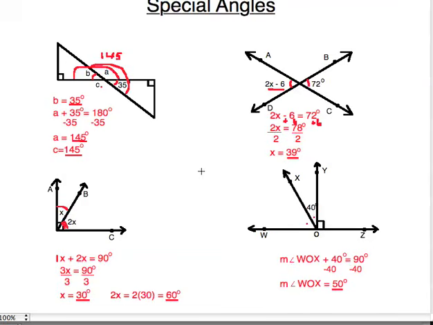And we've talked about supplementary angles, angles that add up to 180. We've talked about complementary angles, angles that add up to 90. And we've talked about vertical angles, angles that are across from each other and have equal measure. And I hope this has helped you to understand special angles a little better.